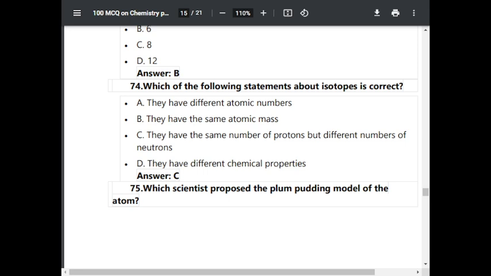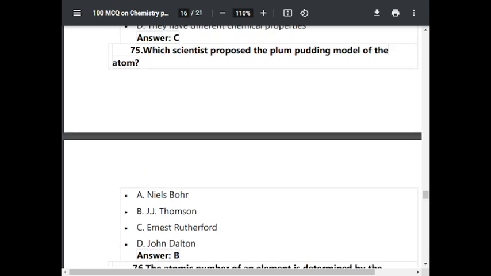Question number 75. Option A Niels Bohr, option B J. J. Thomson, option C Ernest Rutherford, option D John Dalton. The correct answer is B, J. J. Thomson. J. J. Thomson proposed the plum pudding model of the atom.